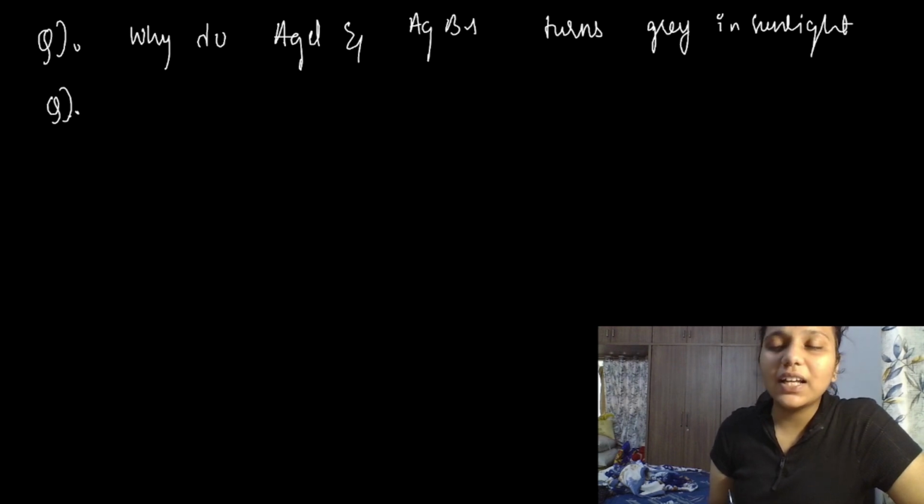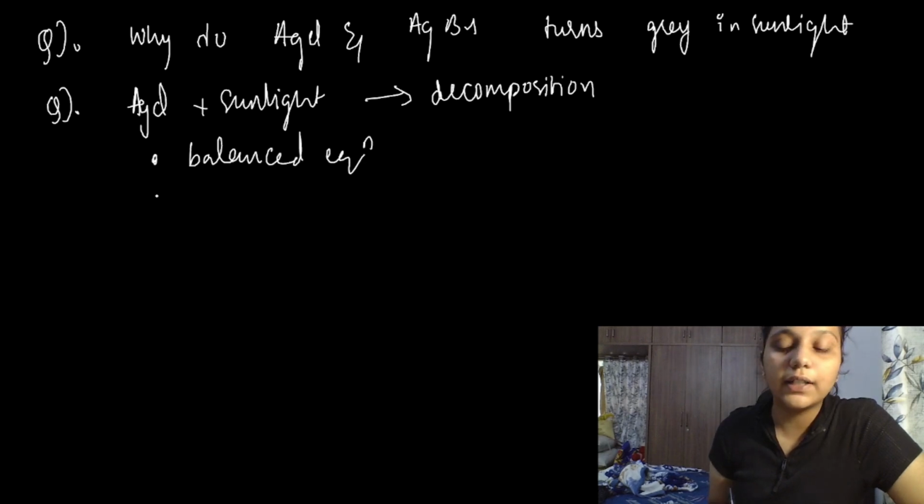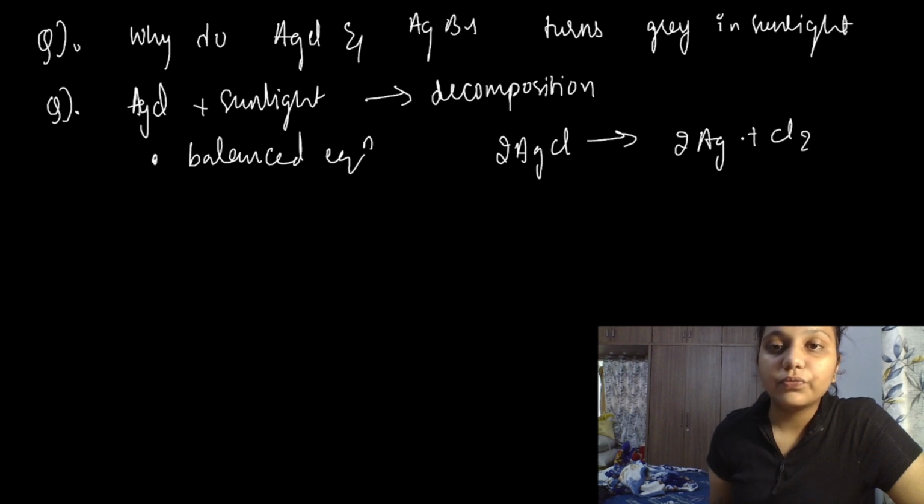They can ask more questions like: when silver chloride is exposed to sunlight, it undergoes decomposition. Then they are asking you to write the balanced chemical equation. Fine, we will write it: 2AgCl gives 2Ag plus Cl2.